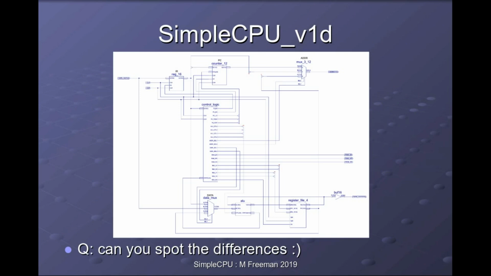So I give you the simple CPU version 1D, the new and improved processor. Now looking at this schematic, you may spot some common elements. So you can see down the bottom here, we've got our ALU, we've got some control logic, we've got instruction register, our data multiplexer, program counter, address multiplexer, and our general purpose registers. But equally, you can see some things have changed.